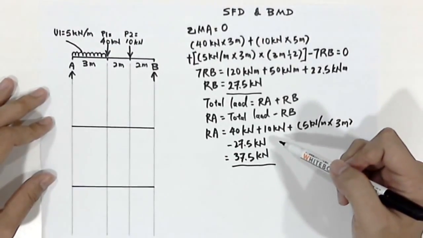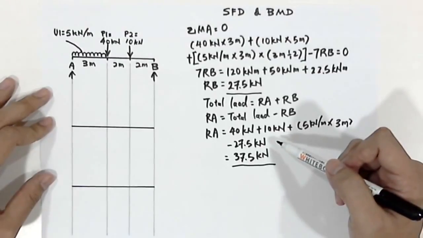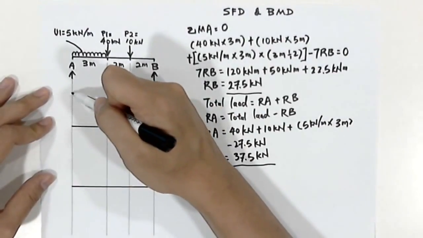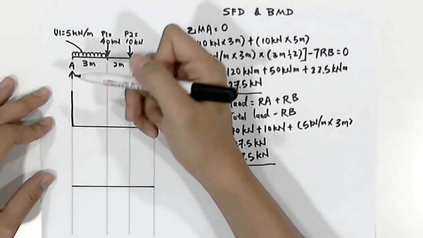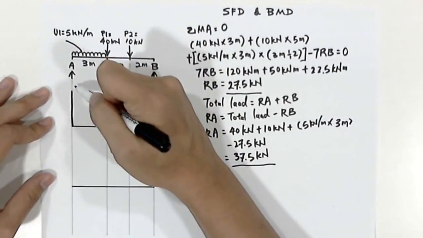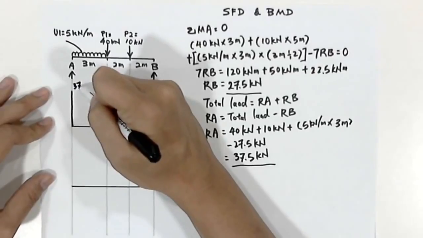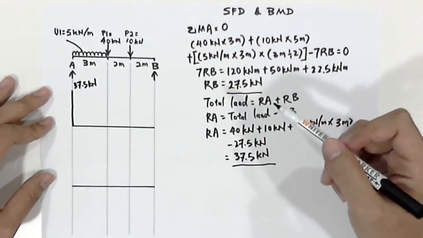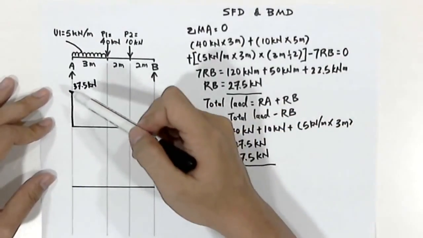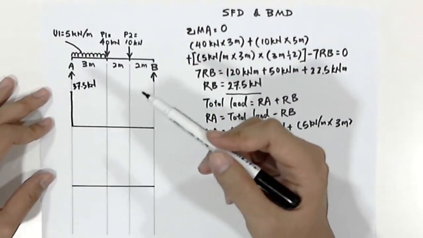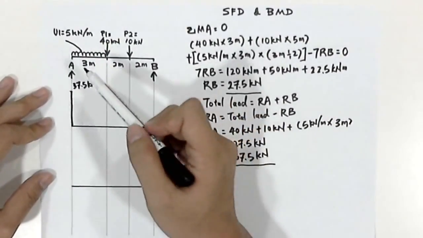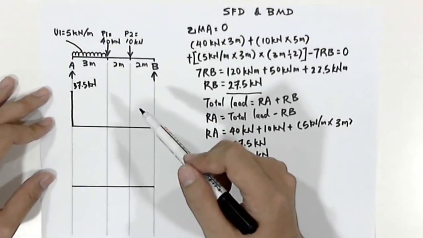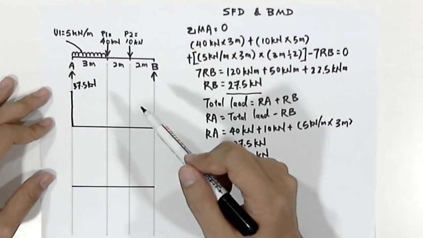37.5 kilonewton. So try to draw, and then we'll put the value 37.5 kilonewton at here. So what happened here is that we have a uniform load of 5 kilonewton per meter.